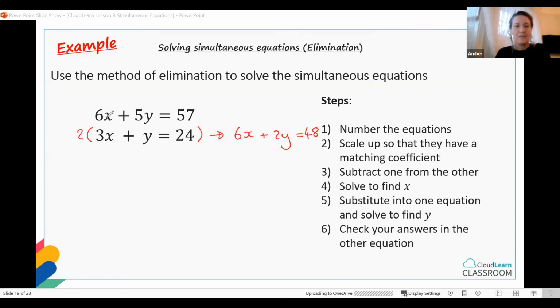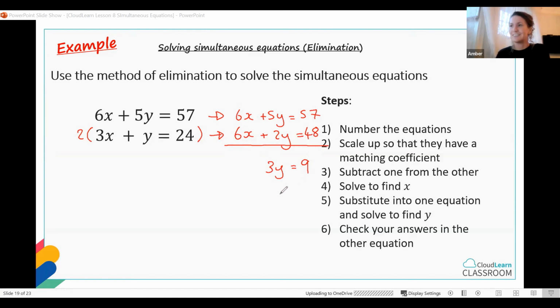I now have this equation and this equation, and what I'm going to do is rewrite this equation exactly the same, just above it, because it's just easier to subtract if they're one above the other like that. So rewriting it above there just makes it a little bit easier to look at. Now I can see that when I subtract, this 6x is going to go away because they're the same. So 6x minus 6x goes away. 5y minus 2y is 3y. 57 minus 48 is 9.